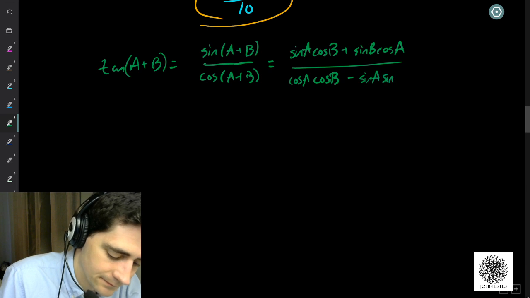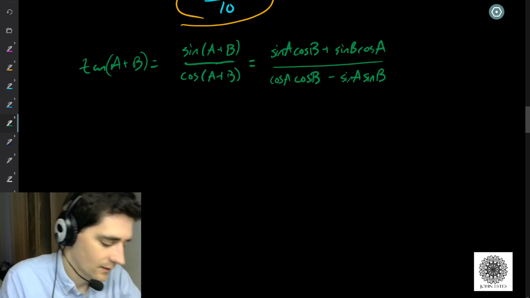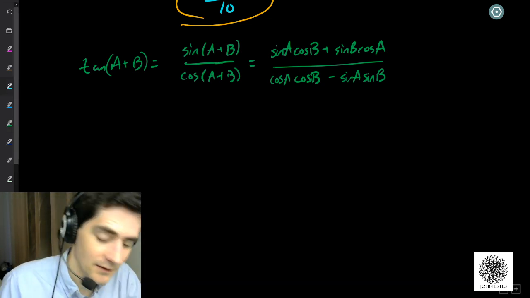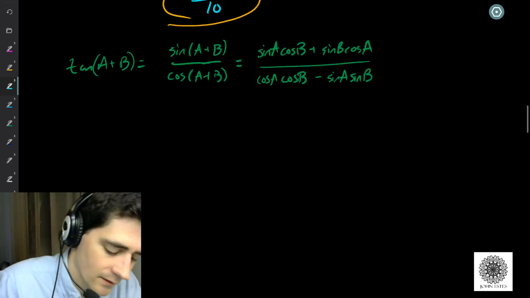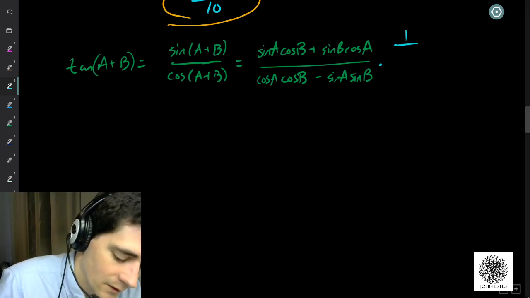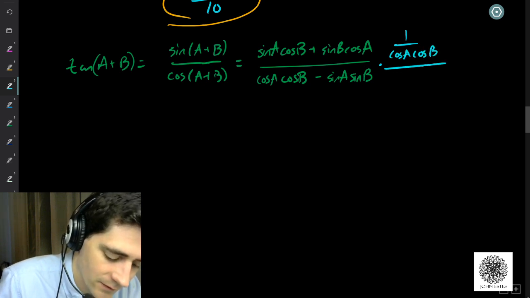All right, now this looks like it's getting very, very complicated. It's actually going to reduce kind of nicely for us. What I'm going to do is multiply in a 1 over cosine A, cosine B to both the numerator and the denominator.